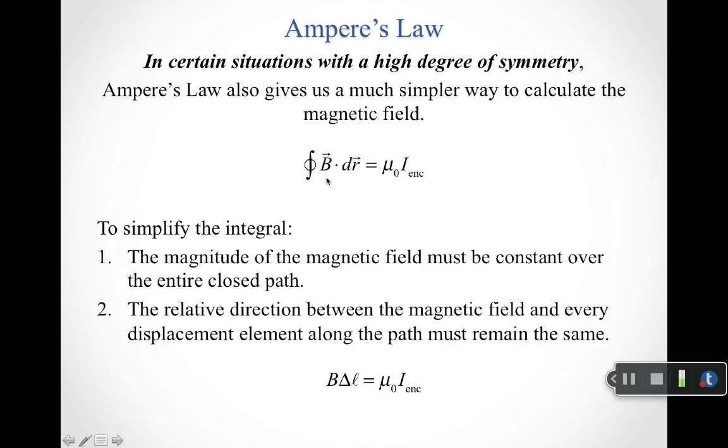The magnitude of the magnetic field must be constant over the entire closed path. And the relative direction between B and dr must remain the same over your entire closed path. When that's true, you reduce this integral to just the magnitude of the magnetic field times the distance you traveled along your path. And so this now equals mu naught times I encircled when you're able to simplify the integral. Again, this is a fairly easy way to calculate the magnetic field.